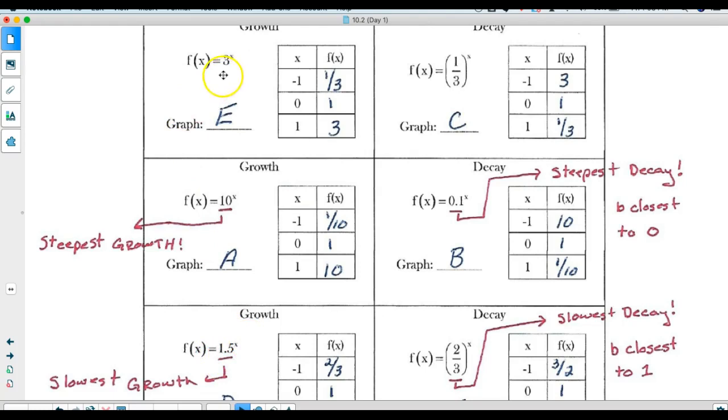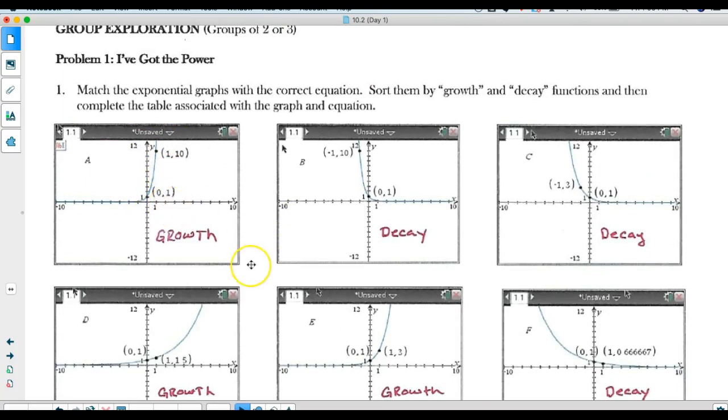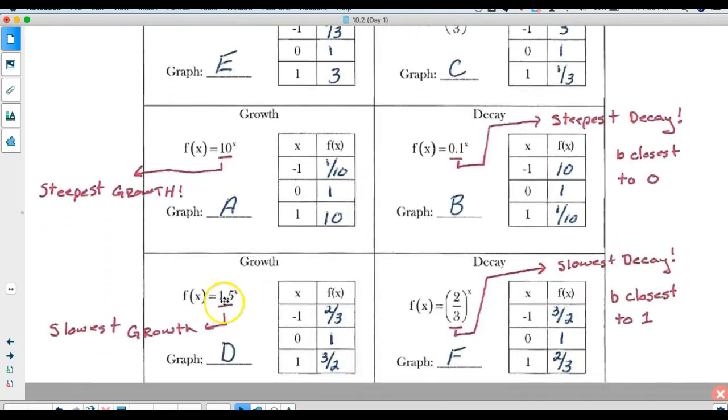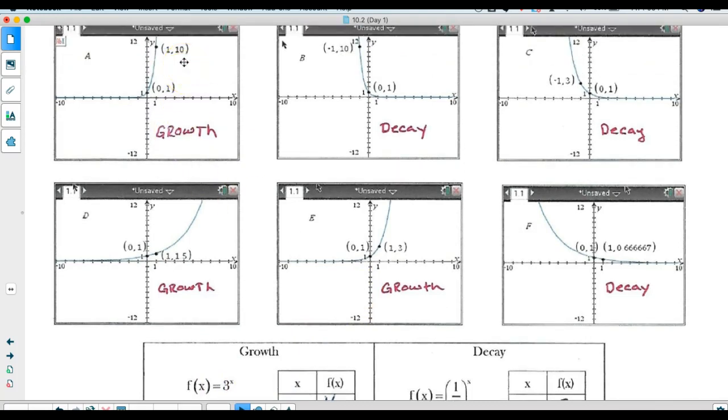So because my b value in f of x equals 10 to the x is the largest of these 3, that one is going to be my steepest function. Looking at f of x equals 1.5 to the x, of my three growth functions, that is the smallest b value, therefore it will be the slowest growing, which is graph D. It's not as steep. And 3 to the x is between those two. It doesn't grow as fast as graph A and not as slowly as graph D.